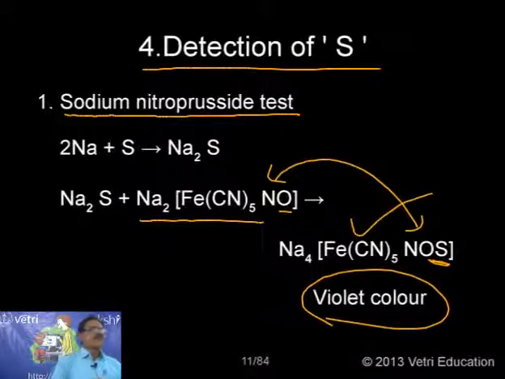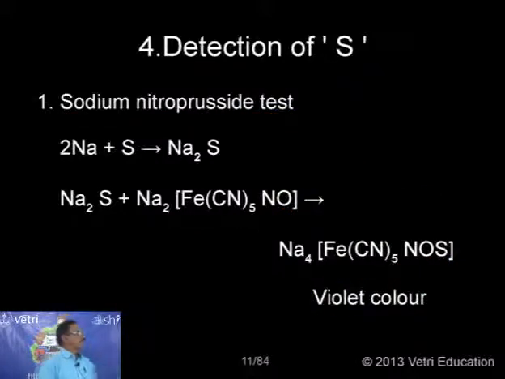To 1 ml of sodium fusion extract, add just 1 drop of sodium nitroprusside. Then if there is formation of violet color, there is sulfur. That's all. If there is no violet color, sulfur is absent. This is a very sensitive test.